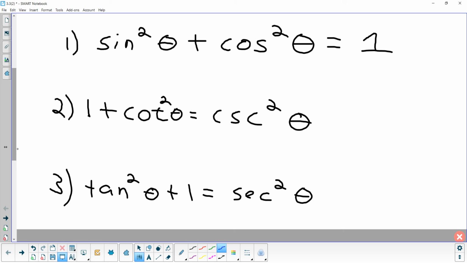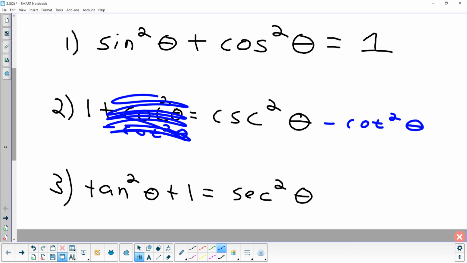Yes? Is there a reason that that's 1 plus cotangent and that's tangent plus 1? No, you can write them in different orders. That's what I was going to talk about right now. So let's take the second one. I'm going to minus cotangent squared from the left, and I'm going to minus it from the right. If I do it on the left, this part disappears. Now it says 1 equals cosecant squared minus cotangent squared.